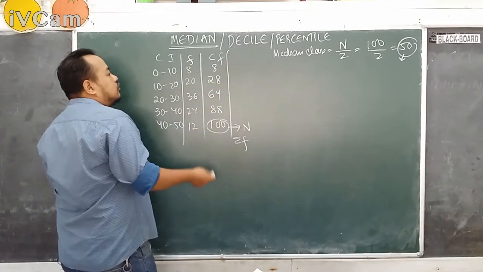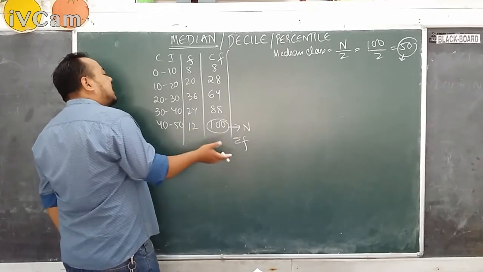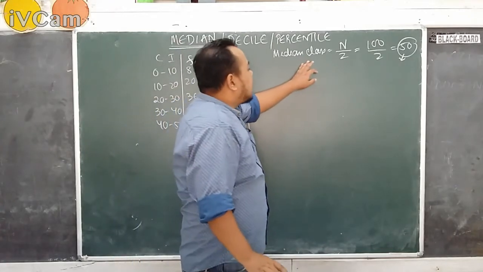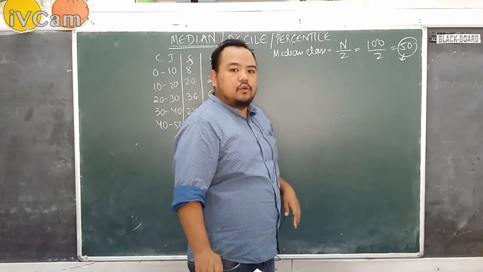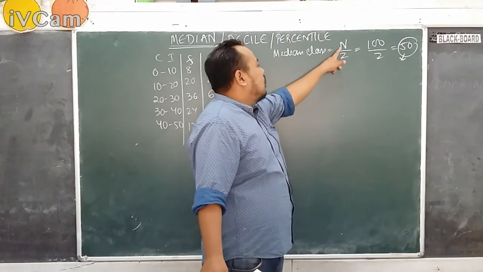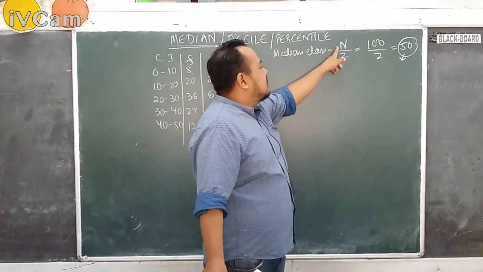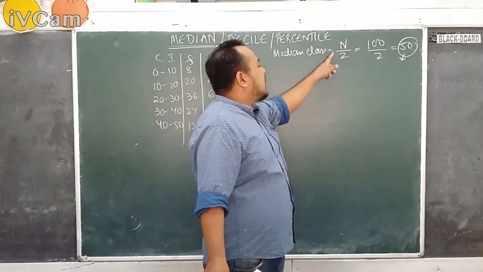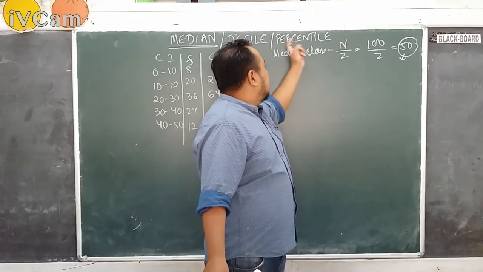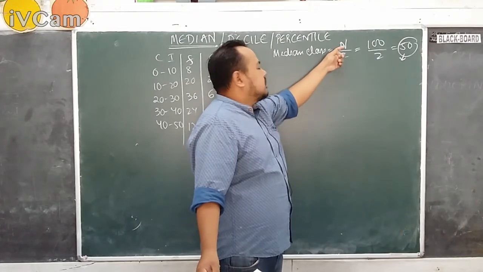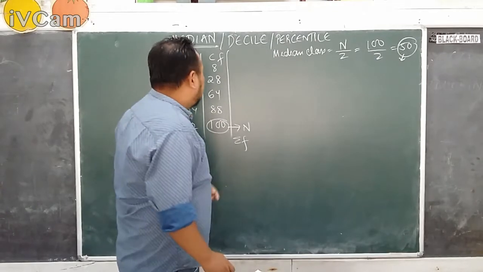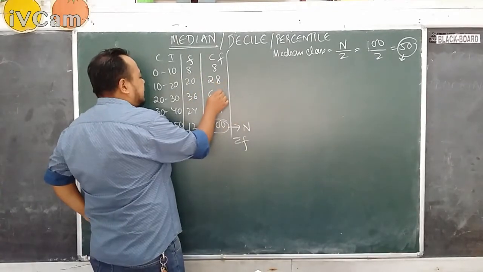In a similar way, you have to locate the decile class and percentile class. Let me tell you, for the median class, it's N by 2. For decile, it's going to be kN by 10, that means whatever decile you are finding, say the 7th decile, so 7N by 10. For percentile class, it's going to be kN by 100. So median N by 2, decile N by 10, and for percentile N by 100. Is that clear?